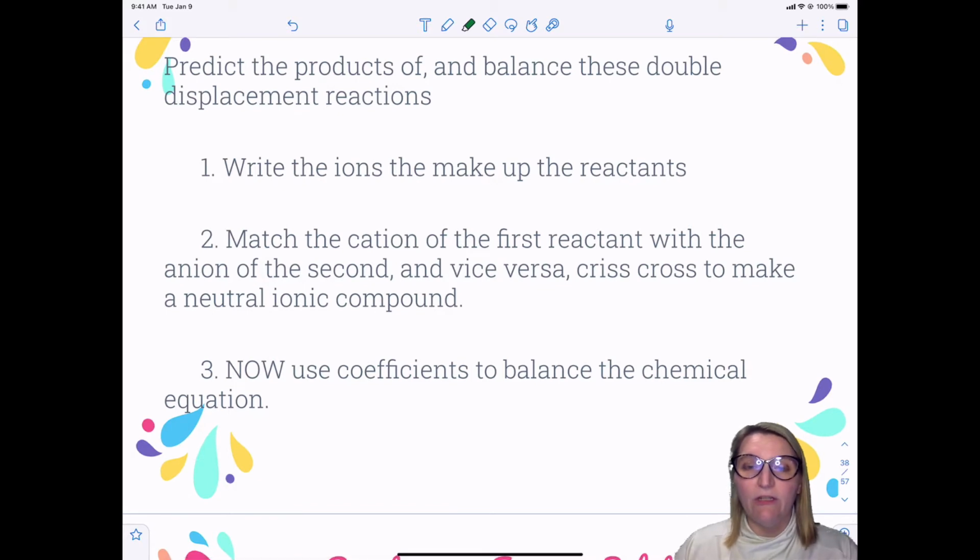So the first thing we're going to learn is how to just figure out what the products are. And then we will eventually get to figuring out whether those products are solid or aqueous. So in order to figure out what the products are, we have to first make sure that we understand what ions are actually floating around in solution. So write the ions that make up the reactants. Then we take the negative of one and positive of the other, make the new compound, really taking into account the charges of those, like actually crisscrossing to get the new compound, and then finally balancing. So we only balance at the very end.